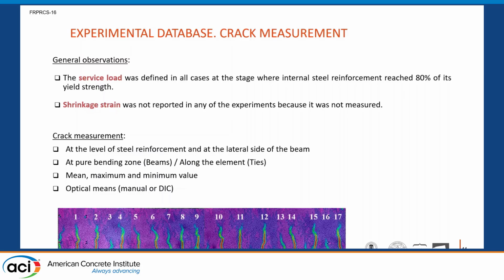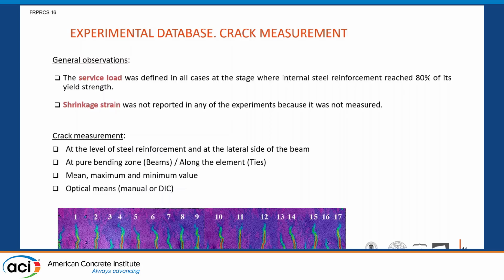For the crack measurement, in all the specimens, the crack width was measured at the height of the steel reinforcement at the lateral side. In the beams, we only considered the cracks appearing in the pure bending zone. In the ties, it was all the cracks that appeared. And we tried to collect mean, maximum, and minimum values. Although you will see that in the next slides, we only consider the mean value.